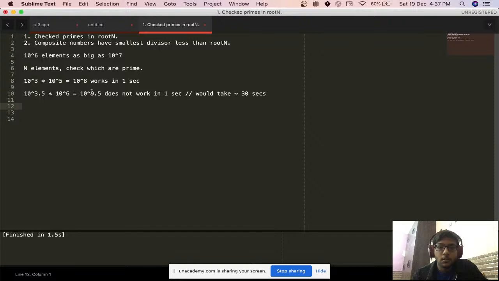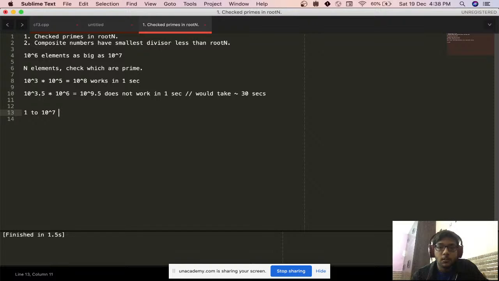So what we can do is, we know that elements are as big as 10 power 7 only, right? So we can find all of the primes beforehand. Let us try to do that. Instead of running a loop of around 10 power 3.5 for every element, we are going to check for all elements from 1 to 10 power 7 and calculate it beforehand only, right?